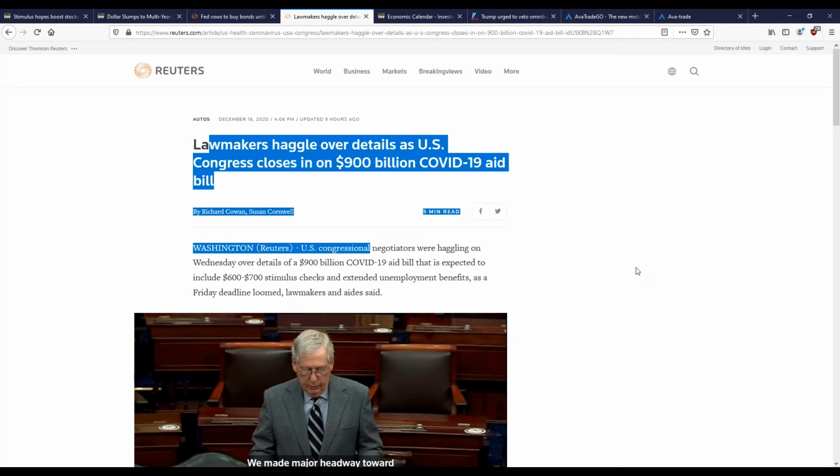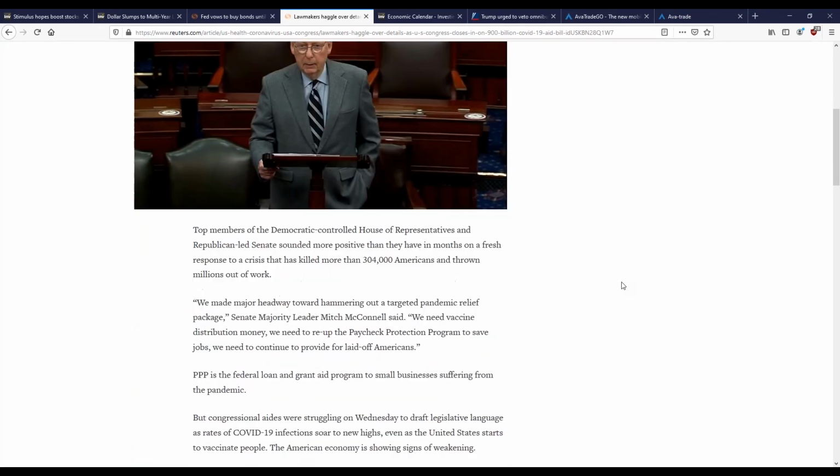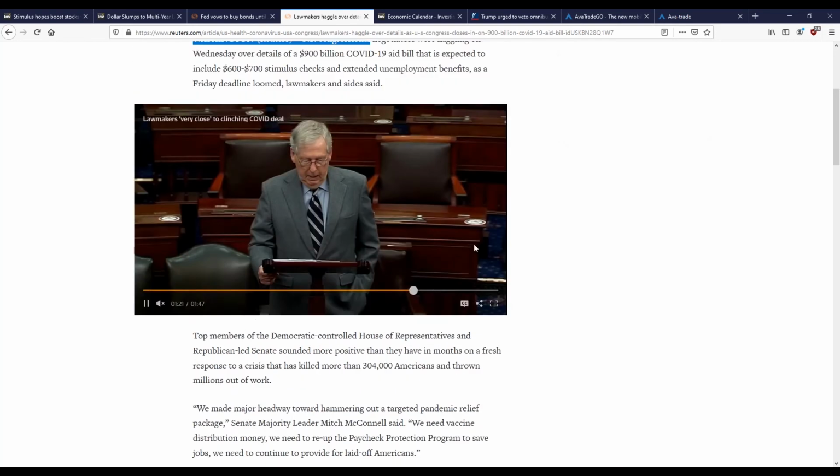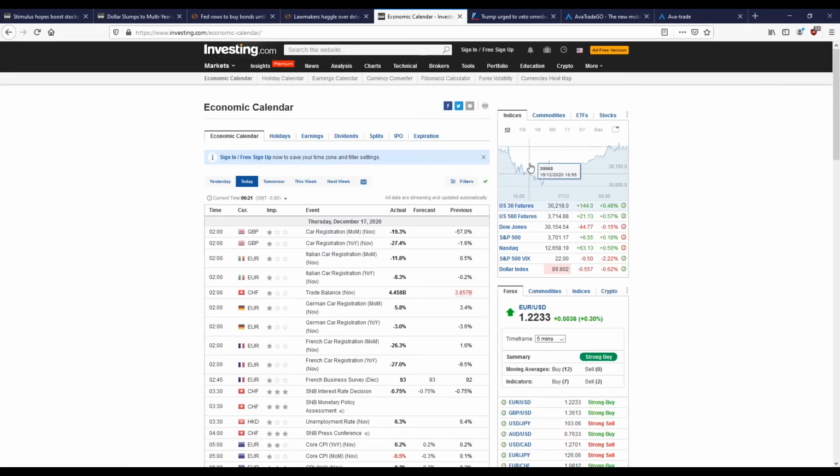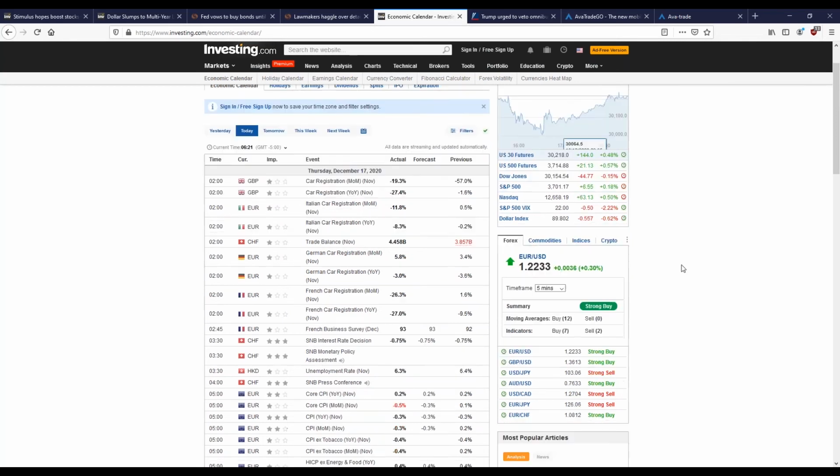I think eventually they're going to pass the bill, which will cause more positive momentum. But as politicians do, they're grandstanding. And so you will see probably more bickering before they pass this thing. That's my prediction. No guarantee, but that's my prediction.